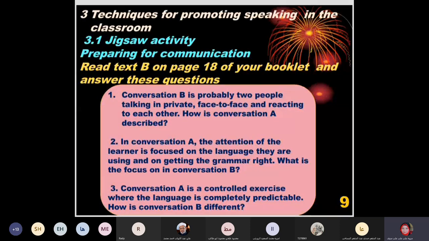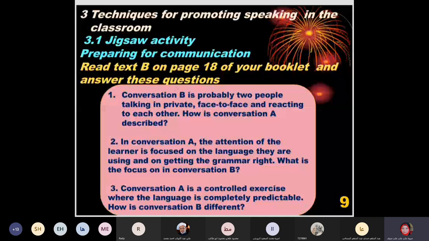Before you read, I will read the questions with you together, and we have to make sure that you understand the questions first. Number 1: conversation B is probably two people talking in private, face to face, and reacting to one another. How is conversation A described? He describes conversation B, and there is a comparison between the two, so you have to describe conversation A. This is the first question.